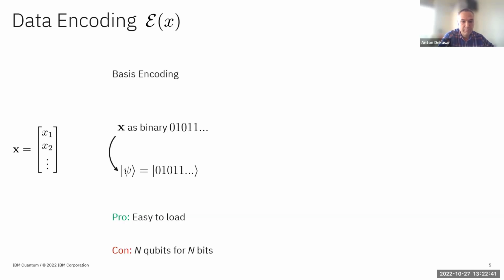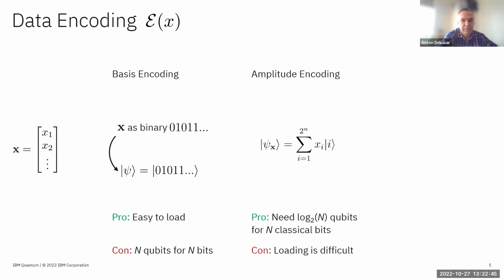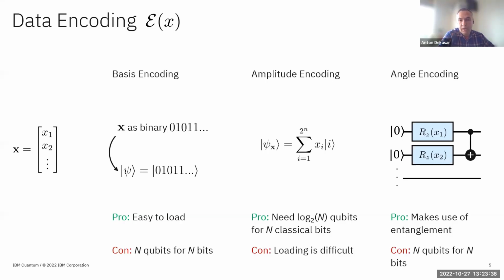Okay, but sometimes we can do slightly different things. We can apply amplitude encoding. In this case, we need a logarithmic number of qubits for n classical bits. So this is a very, very interesting approach. But the problem is that loading is really difficult. So you trade time for space. Instead of requiring a lot of space for your data representation, you need a lot of time to encode such data. In this case, each element of your vector is mapped to a single basis state available in quantum computers.